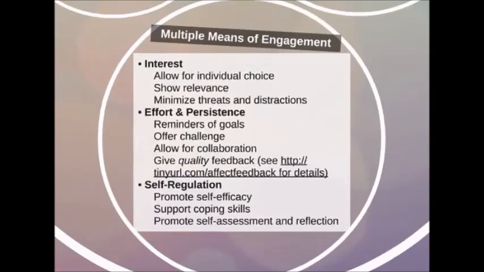The affective network controls memory making, which requires interest. We can allow for individual choice, show them the relevance to their lives, and minimize threats and distractions. It also requires effort and persistence. We should give them reminders of goals, offer them challenges, allow for collaboration, and give quality feedback. There is a link to learn more about what encompasses quality feedback.